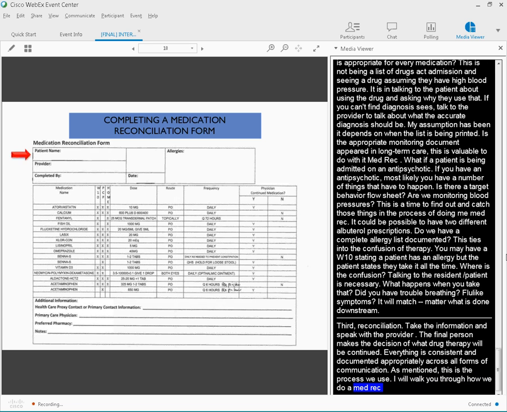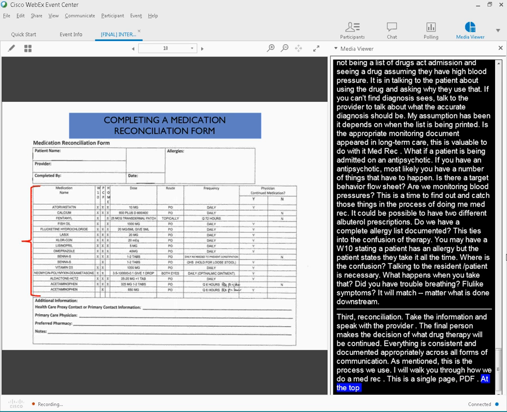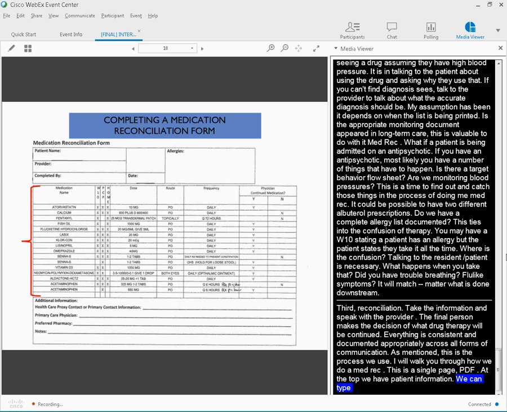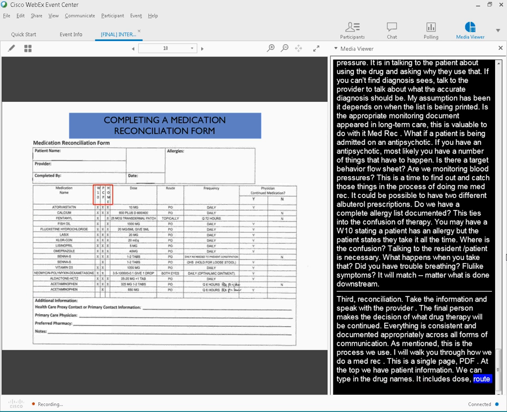At the top, we have the patient information, as you can see. We go into an area where we can very quickly type in the drug names, and as you'll notice, it's not only the medication name, but the dose, the route, and the frequency. I'll get to that part at the end that says physician continued medication. In this section here, we like to track the origin of the order. So we have the W-10, the PCP, and the home, or our home med list.